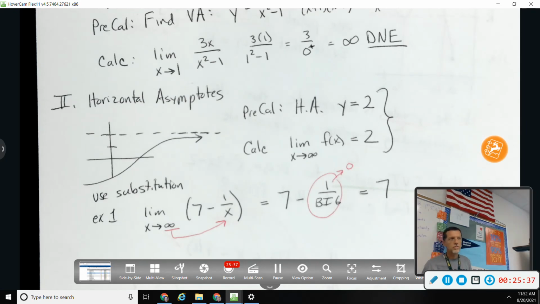So the horizontal asymptote is going to be at 7. So there would be a horizontal asymptote at y equals 7. That makes the connection to pre-cal.